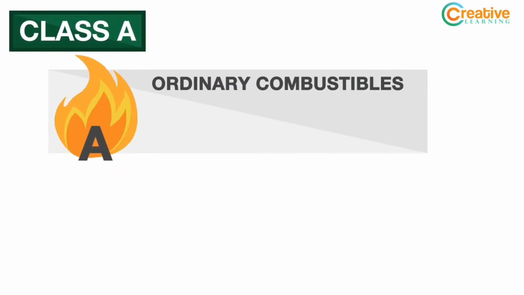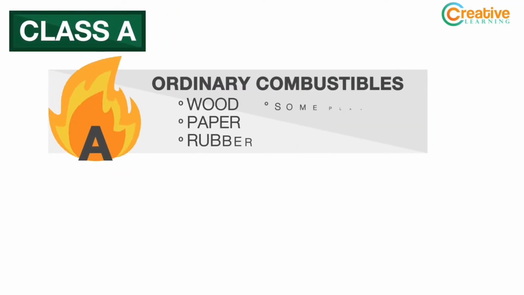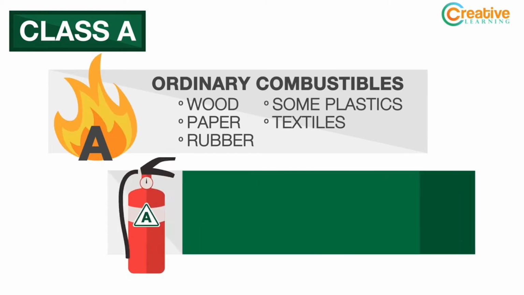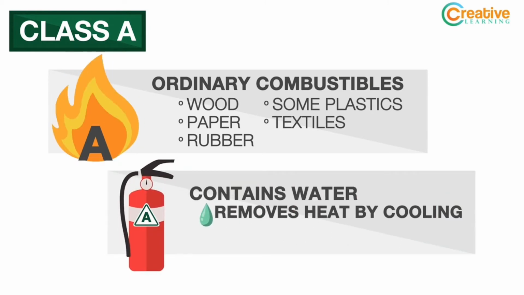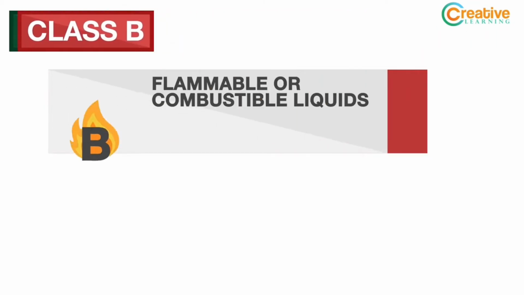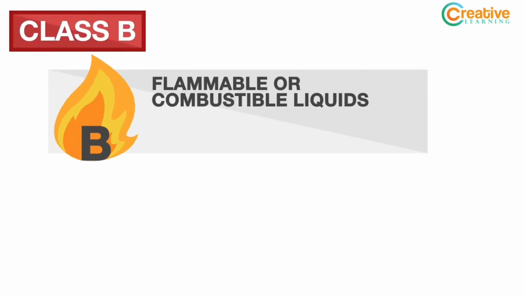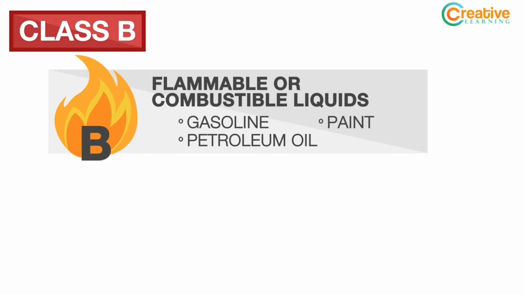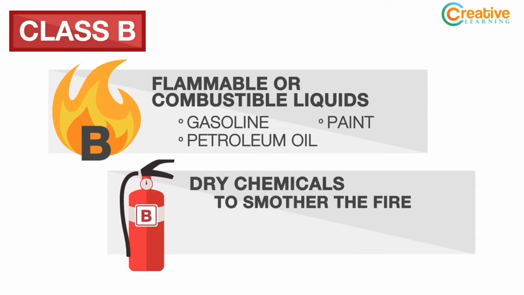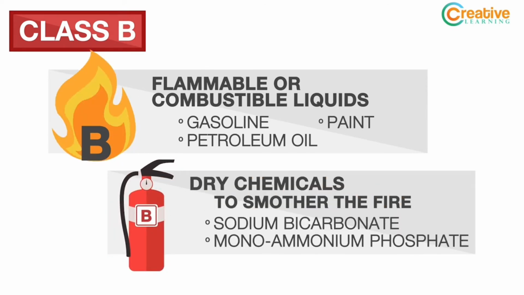A Class A fire consists of ordinary combustibles. A Class A fire extinguisher contains water to remove the heat from the fire by cooling it. A Class B fire occurs when flammable or combustible liquids ignite. A Class B fire extinguisher contains dry chemicals to smother the fire.